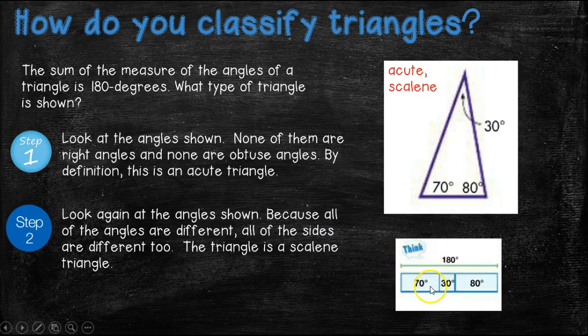So think about it in this way. We know that 180 degrees was the total of all of these angles because one measured 70, one measured 30, and one measured 80. And you add those all together and you know this triangle has a total of 180 degrees.